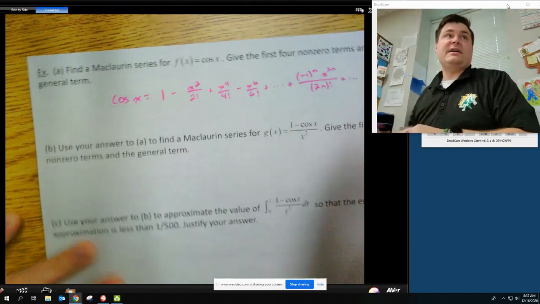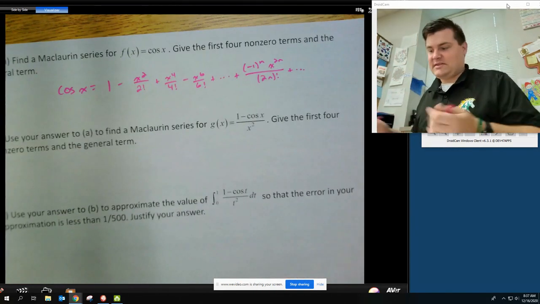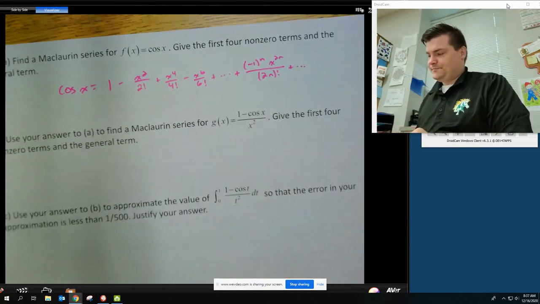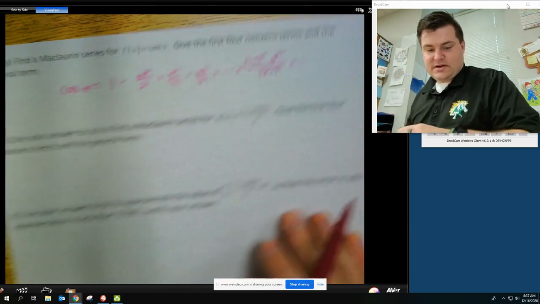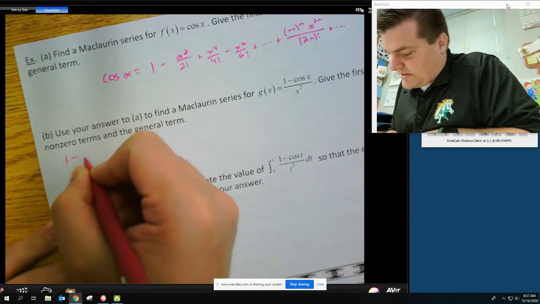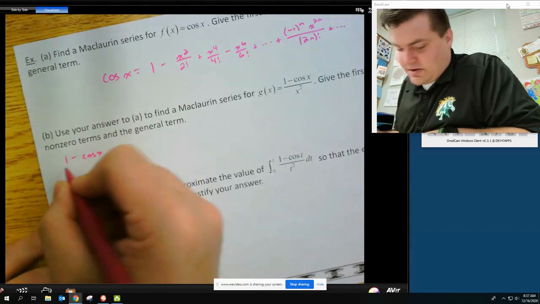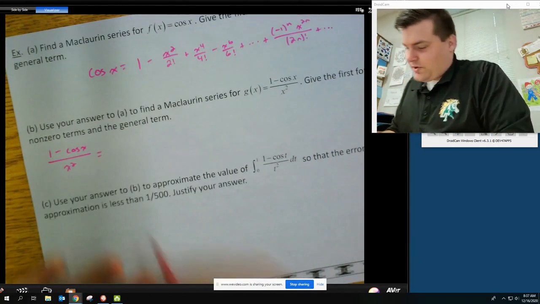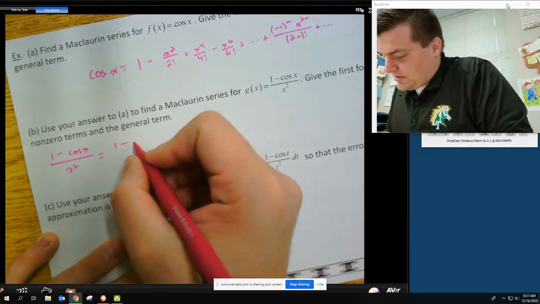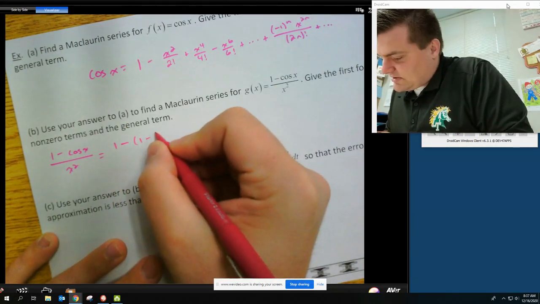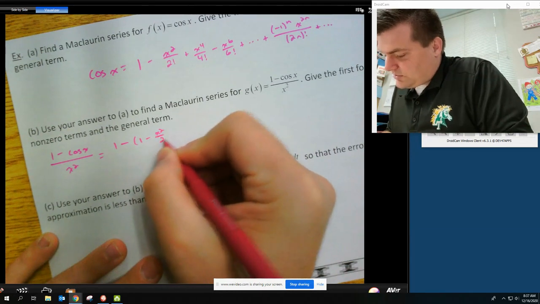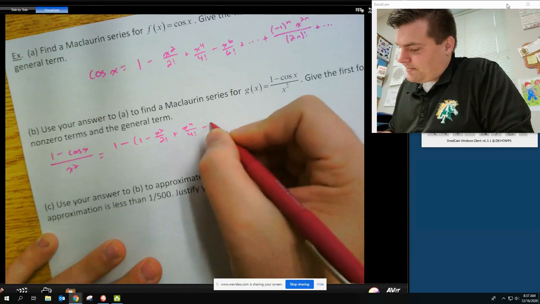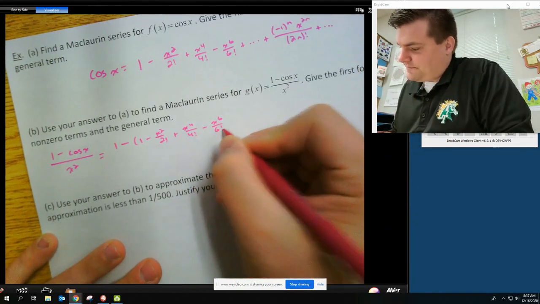If this is a free response, it's like a free point right there because you had to memorize it anyway. Now use that to find the Maclaurin series for this right here. So what we're going to end up doing is 1 minus this entire thing right here, and dividing everything by x squared. So it's 1 minus this x squared over 2 factorial. It gets a little repetitive here.